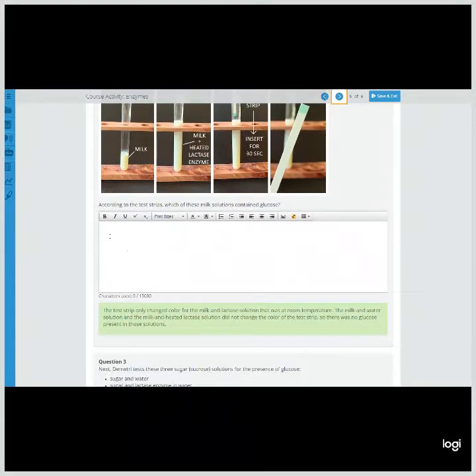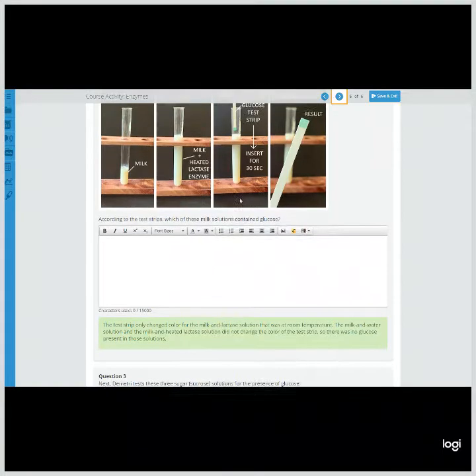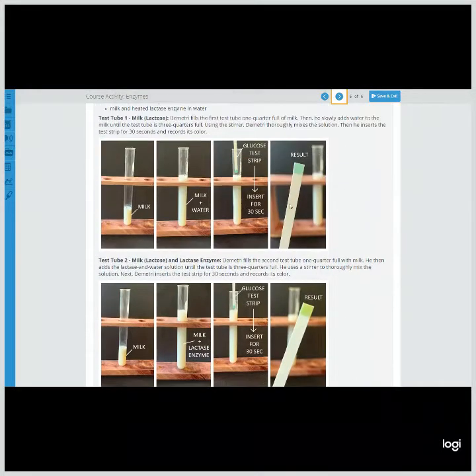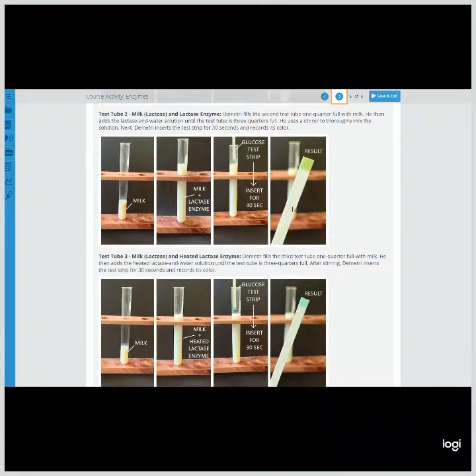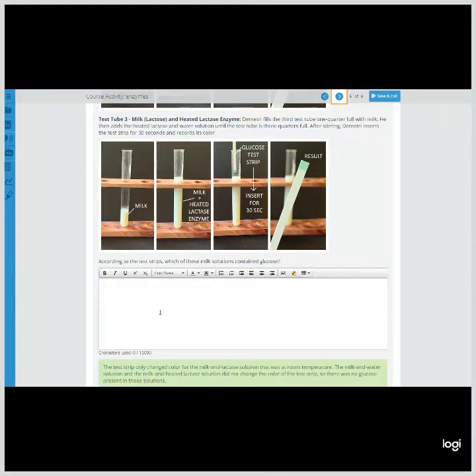You're going to record test tube number 1. Was it positive or negative? Test tube number 2, was it positive or negative? Test tube number 3, was it positive or negative? So when we say it's negative, that means that the test strip indicator shows there's no glucose in there. So that means no glucose was broken down. If it's positive, that means a glucose molecule was broken down from the milk, or the milk sugar as it was referred to.